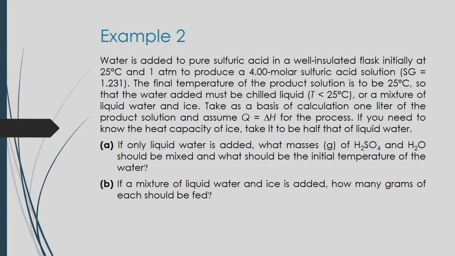Now, you need to know the heat capacity of ice, and you can take it to be half that of liquid water. Now, in this case if only water is added, what masses of sulfuric acid and water should be mixed, and what should be the initial temperature of the water, that you have to find out. And also if a mixture of liquid water and ice is added, then how many grams of each should be fed to the process.